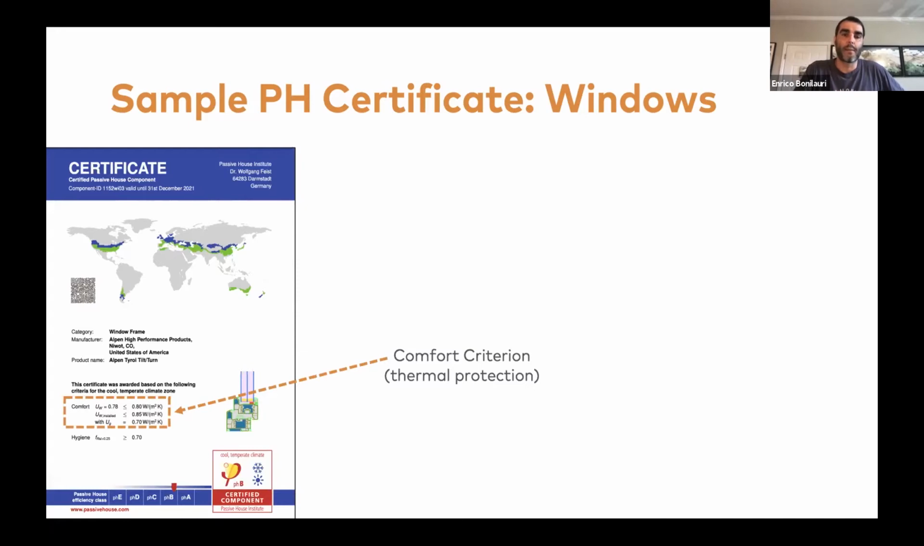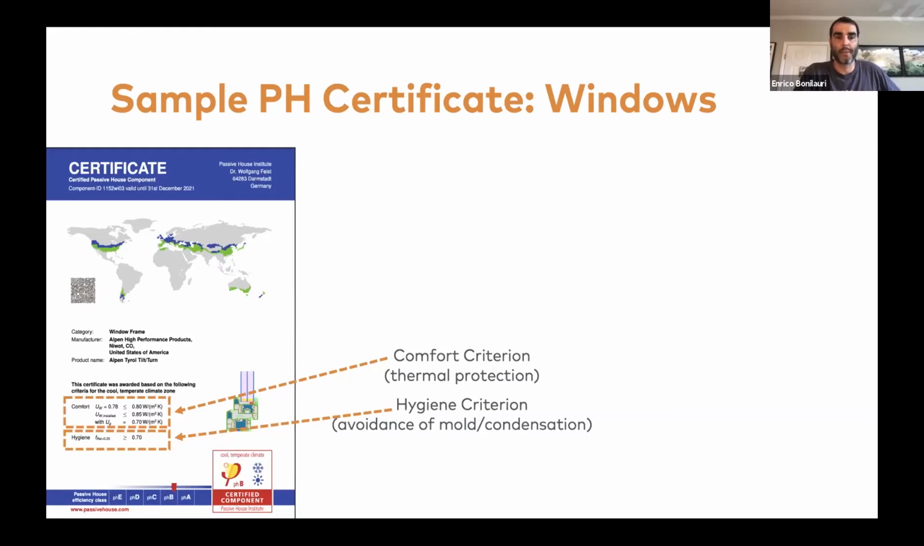And that provides the thermal protection you need to have thermal comfort inside the building. It also shows the hygiene criterion, which is there to avoid mold and condensation. So if you have these two parameters checked, the component is suitable for a certain specific climate. In this case, the cool temperate climate roughly corresponds to climate zone 5.